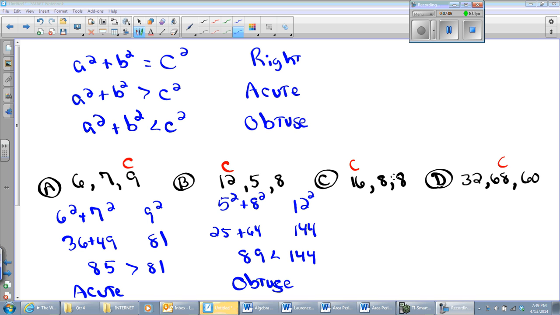Okay, now I've got 8 squared plus 8 squared and 16 squared. Uh-oh, hold the bus, hold the bus. You should have learned in class. This can't be a triangle because the two smaller sides, 8 plus 8, have to be greater than the third side. This is not a triangle. You cannot draw an 8 by 8 by 16 triangle.